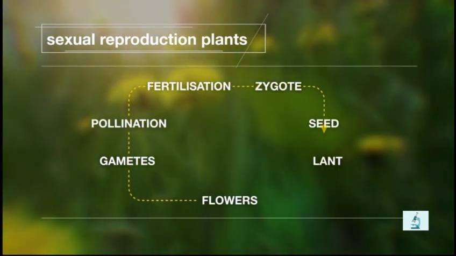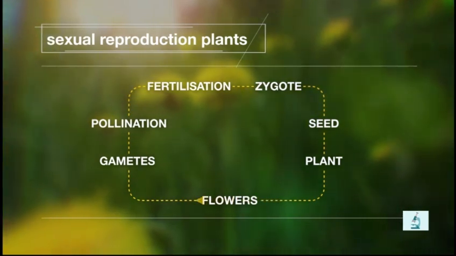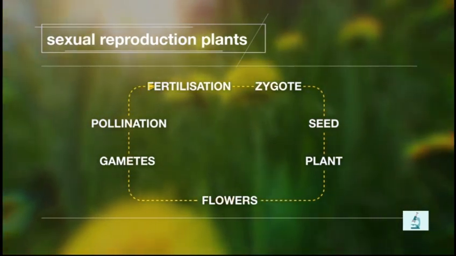A new zygote will be produced, and a new seed will grow into another plant. And so the process begins again.